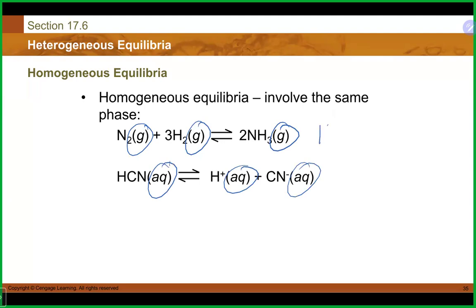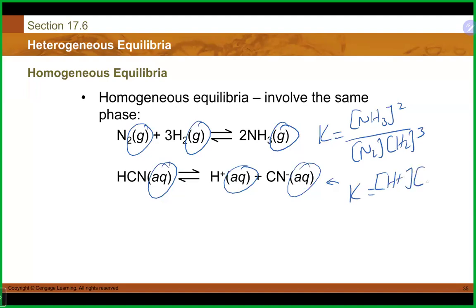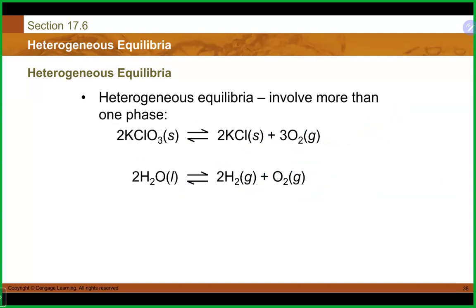As we saw earlier, this would be our K: our NH3 squared divided by our reactants, our N2 and our H2 cubed. For our second one here, our K expression would be our products, our H plus concentration times our CN minus, divided by our HCN. Once again here, everybody would be included on each of these because they're all gases on the first one, they're all aqueous on the second one, so we do include them for sure in the expression.